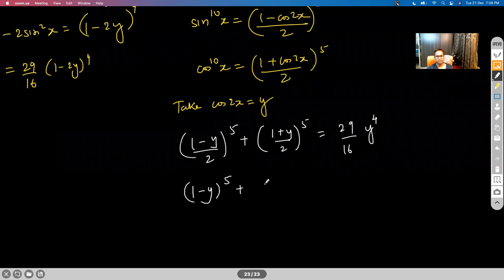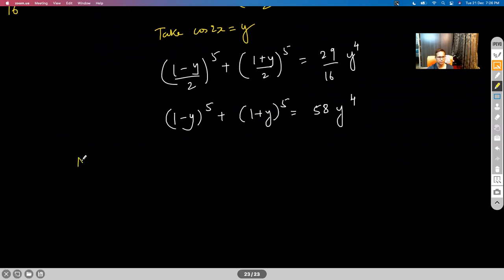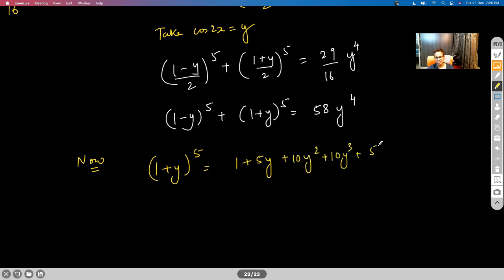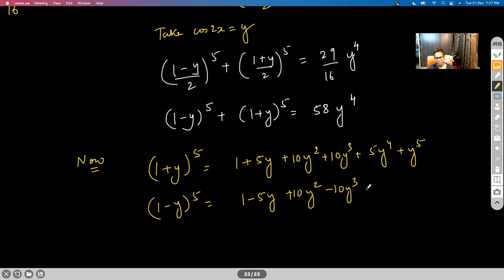Let's multiply with 2 to the power 5 throughout. This will become 58 y to the power 4, right? Because 2 to the power 5 is 32. Now you will realize that most of the terms will start getting cancelled here. Let me write this separately for you. Let me first write (1 minus y) to the power 5. Now please remember binomial theorem. A little bit of binomial theorem we already know from our bridge course days. If you expand it by binomial theorem, this is what you are going to see. Correct? Similarly, this term is going to be 1 minus 5y plus 10y square minus 10y cube plus 5y to the power 4 minus y to the power 5.